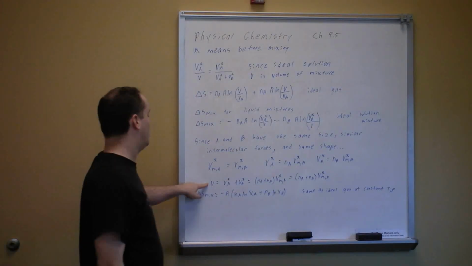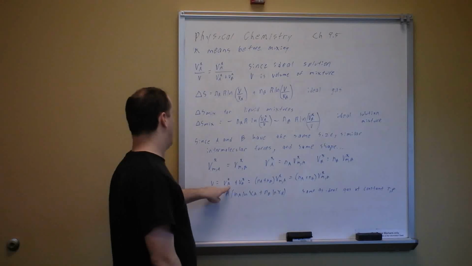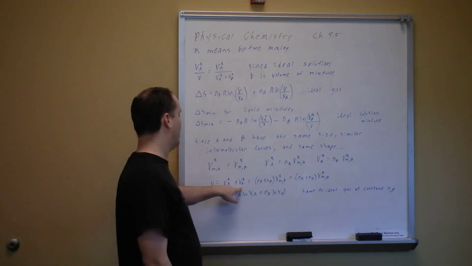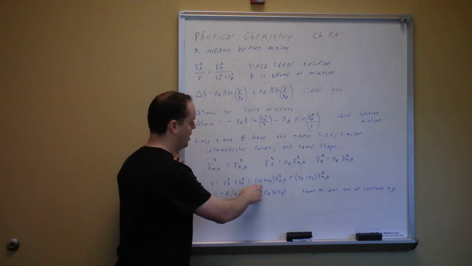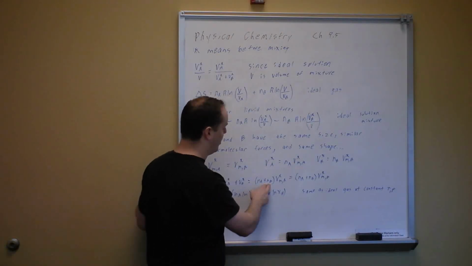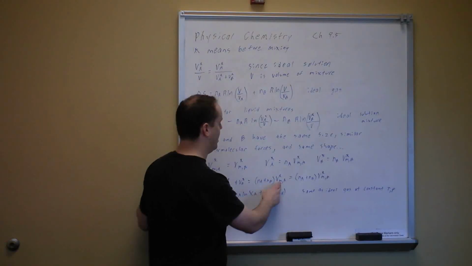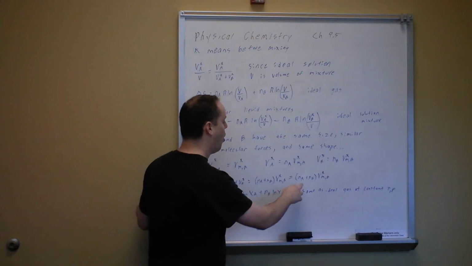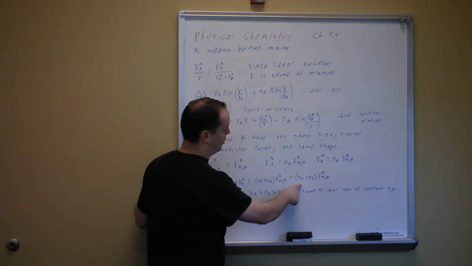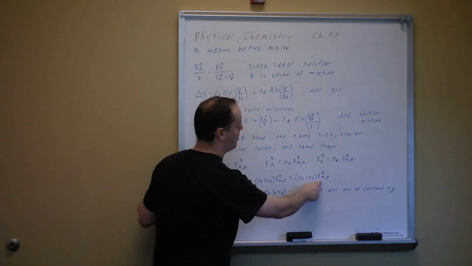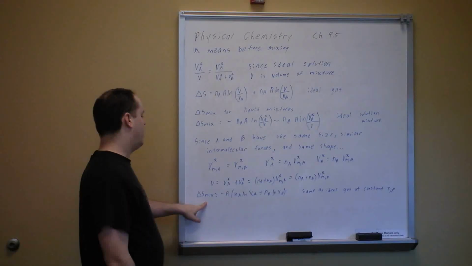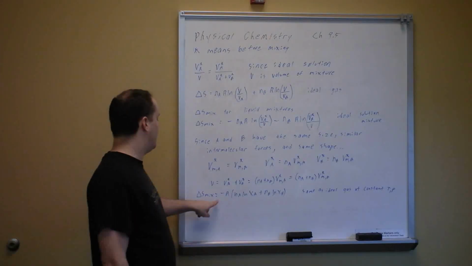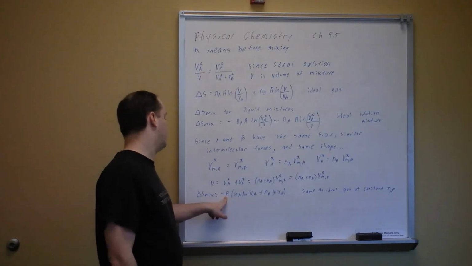So we get the total volume is going to be equal to the initial, or the unmixed volume of A plus the unmixed volume of B. So pulling this out, we get the number of molecules of A plus the number of molecules of B times the unmixed volume of A. Or you could rewrite it as the number of moles of A plus the number of moles of B times the unmixed molar volume of B. Works out the same.